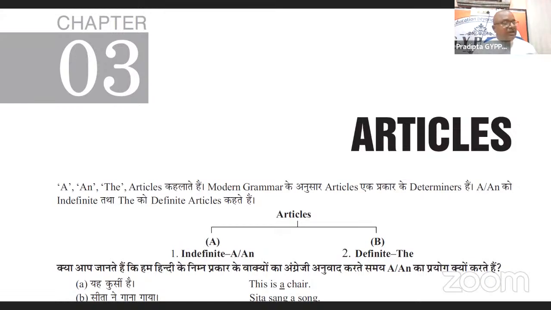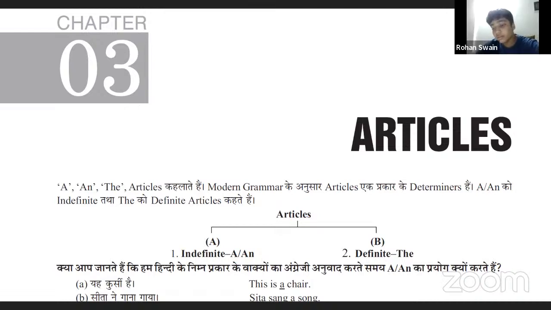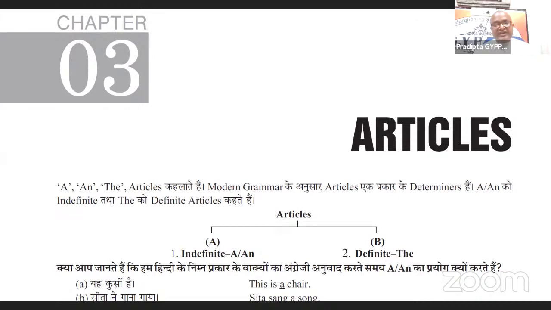We already know a class of words that talk about the nature of a noun. What are they? The class of words which talk about the nature of a noun, what are they? Sir, adjective? Yes, very good. So they are adjectives. So adjective is also a kind of determiner.